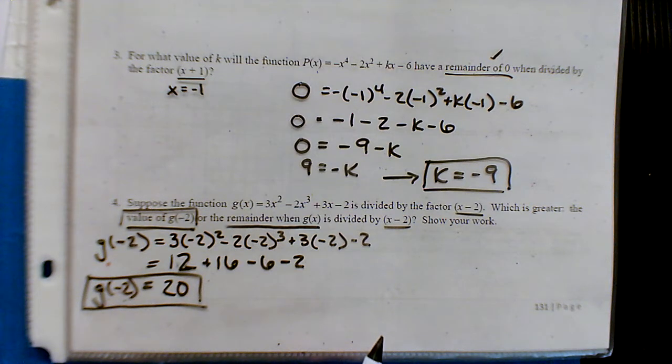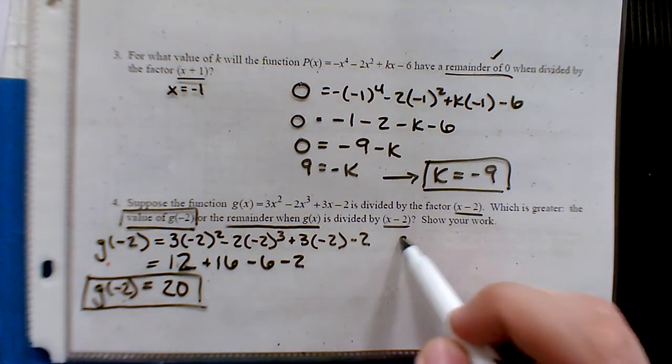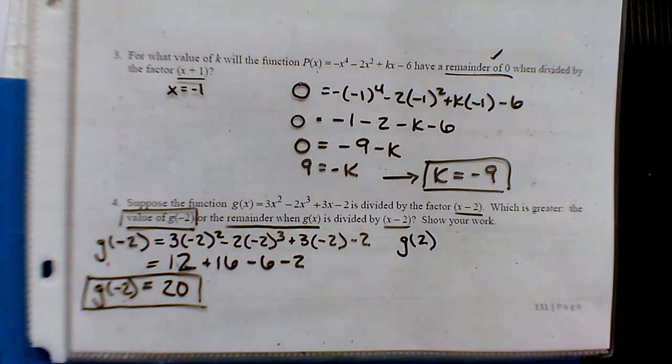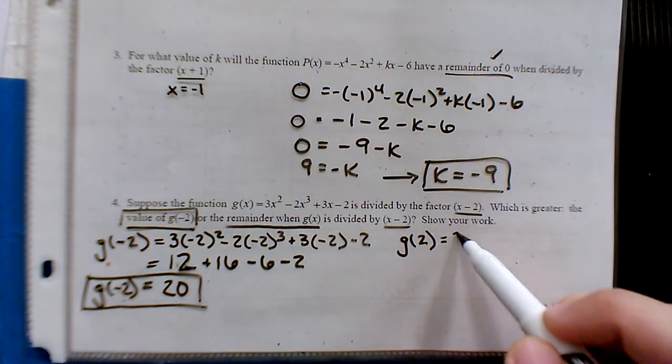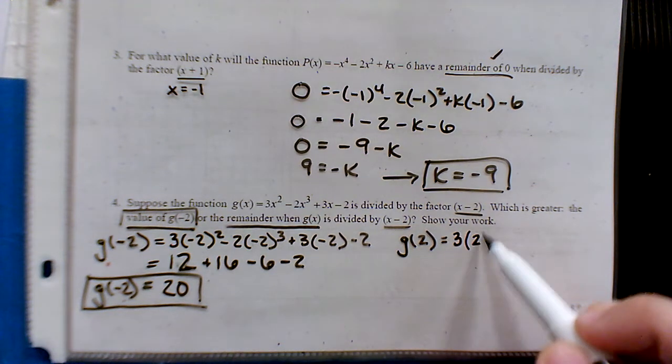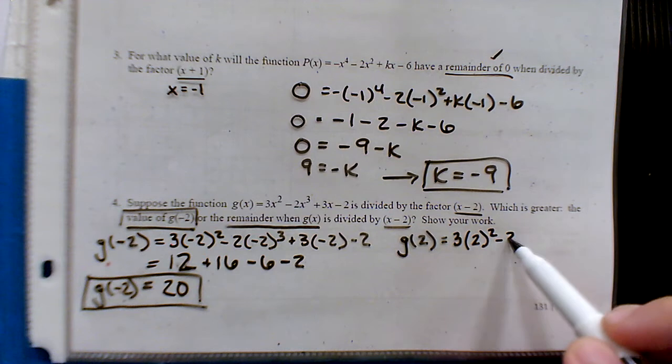You want to do the remainder theorem? Okay, so we're going to take the 0 of the divisor, which is 2, and we're going to plug it into the polynomial. In other words, we're going to try to calculate g of 2. So very similar to the last one, we're just going to plug in positive 2 instead of negative 2.